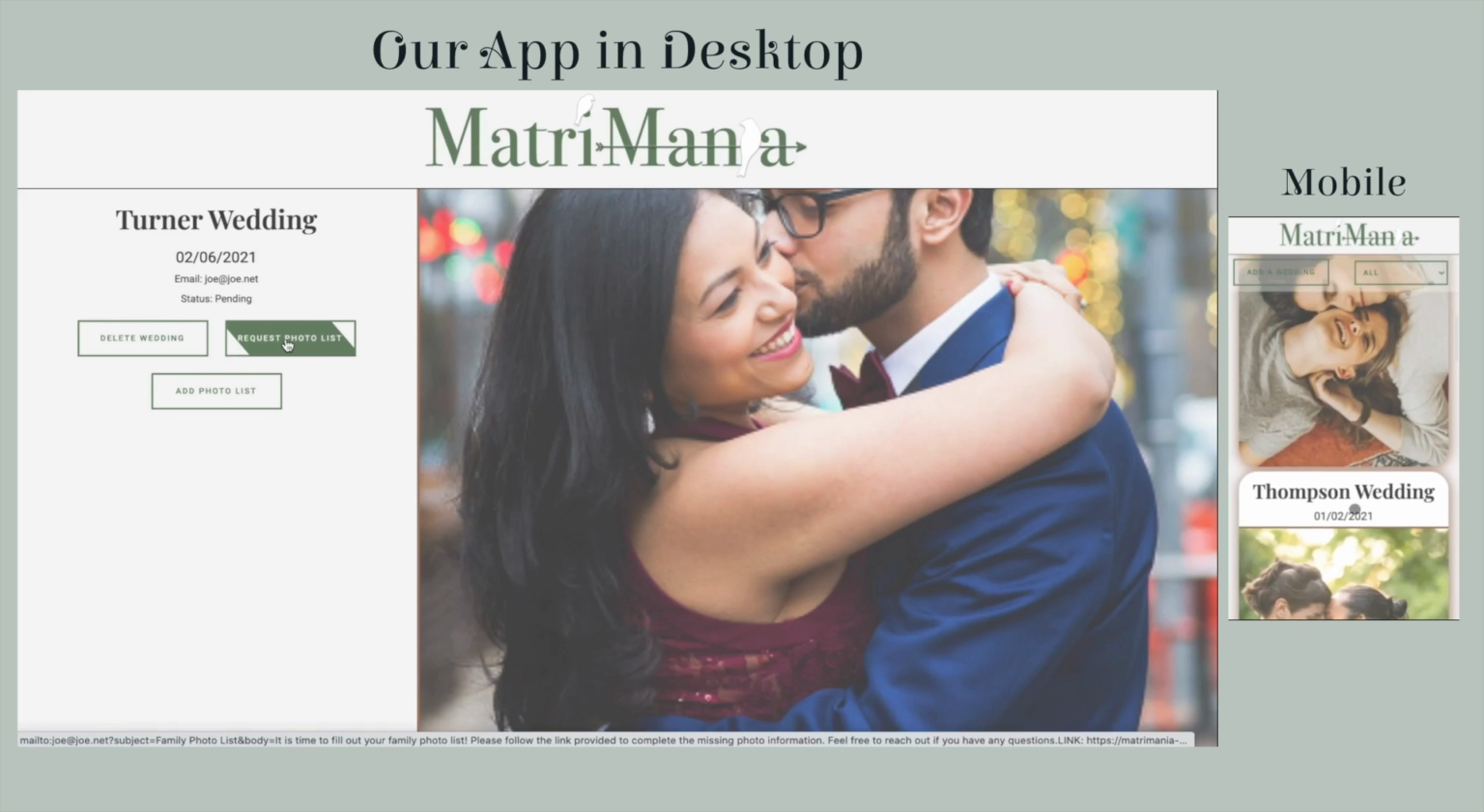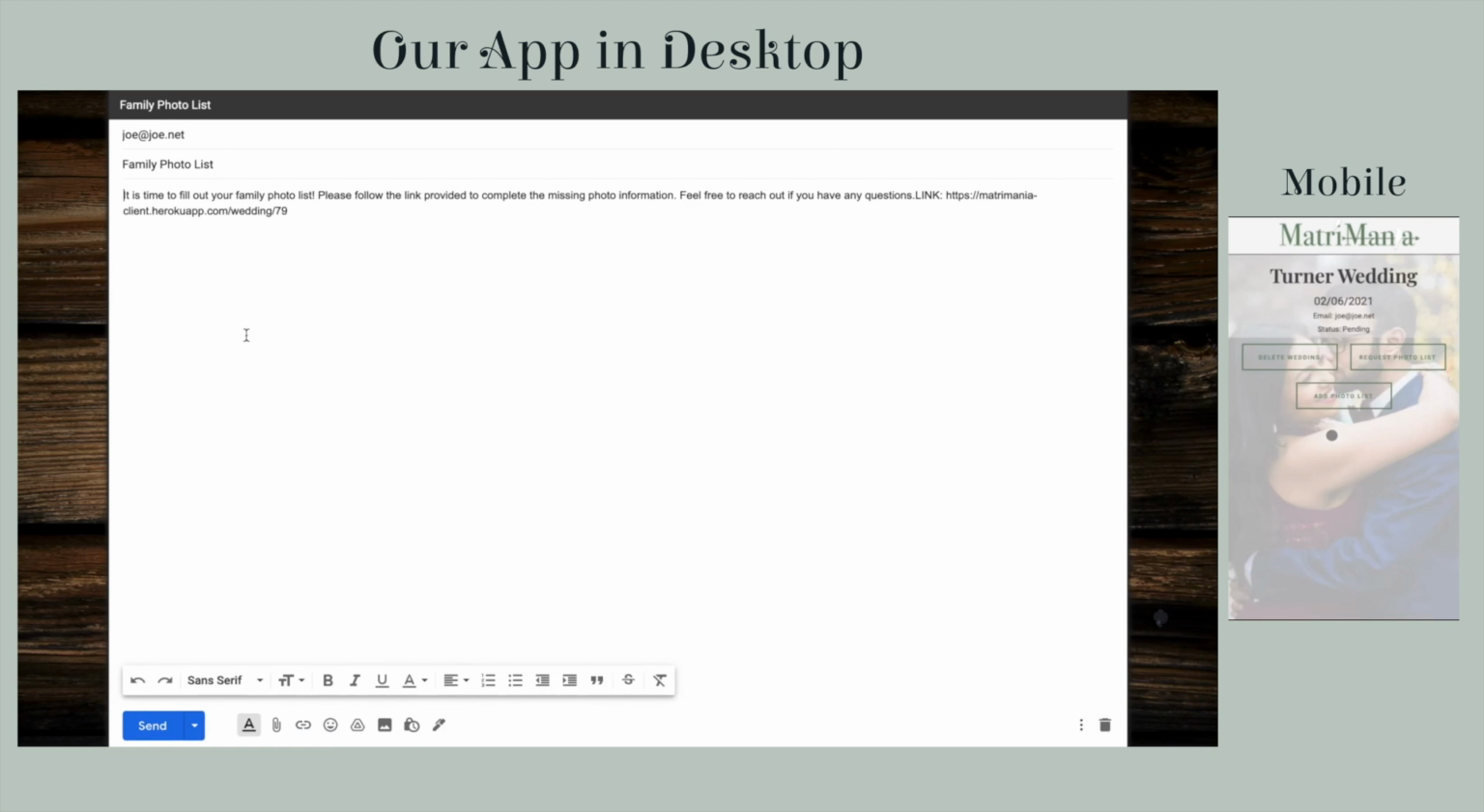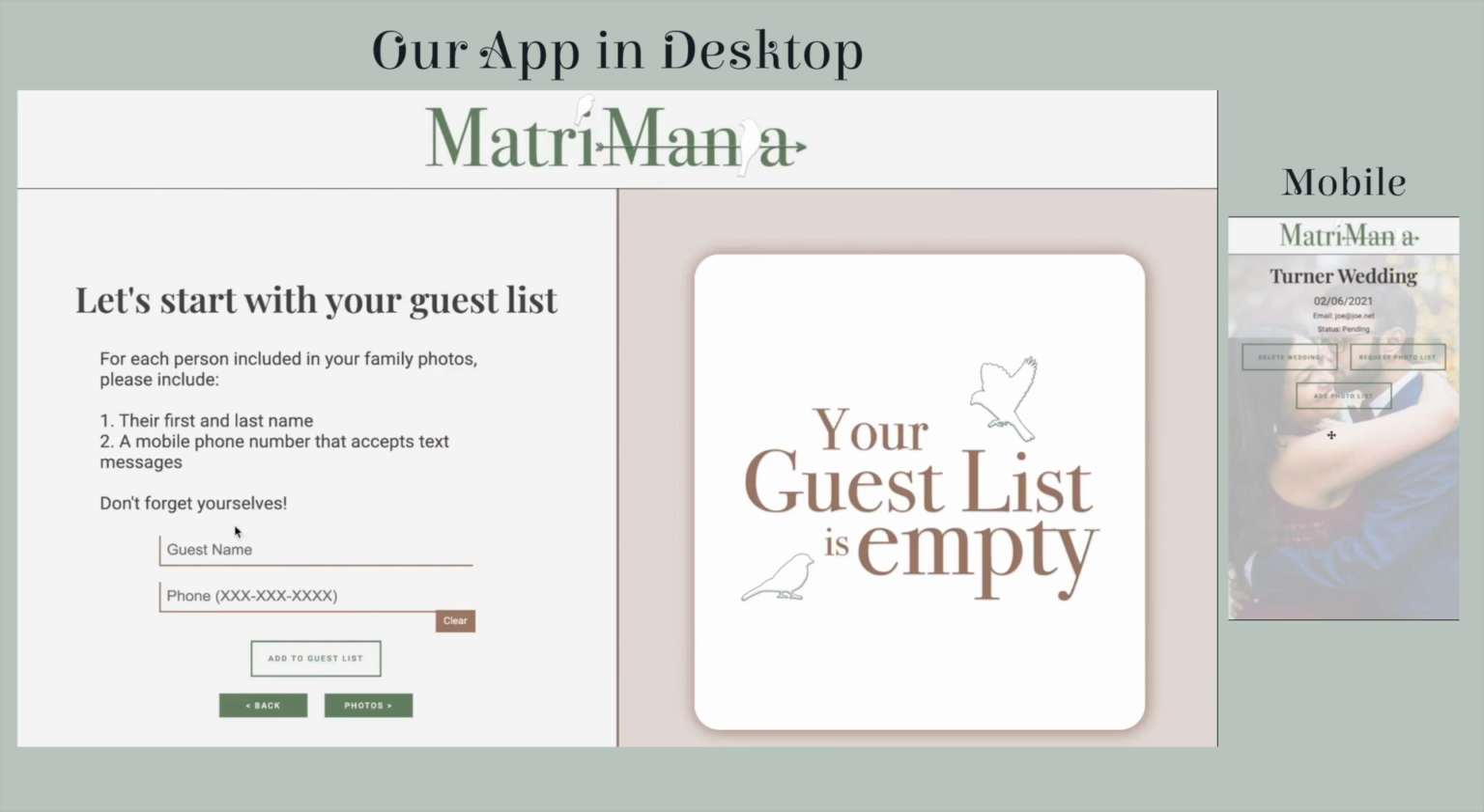A vendor can request information from their clients. A Mail To button opens up a new email with the subject and body pre-populated with a link. With this unique link, a user can add to the guest and photo lists.